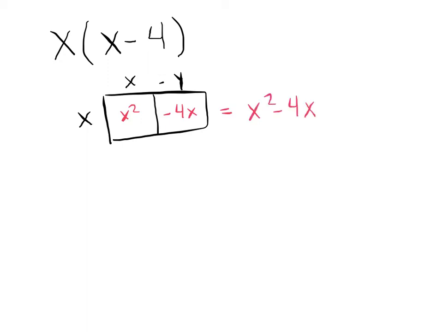If you didn't want to actually draw out the whole rectangle, you could use the distributive property without it. x times x minus 4. And when we use the distributive property, we just multiply everything inside the parentheses by the thing, or the number, the variable, whatever is outside the parentheses. So we end up with x squared minus 4x.